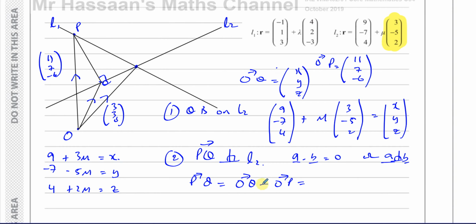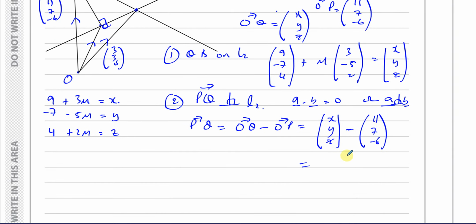Now, OQ is, as we said, (x, y, z). Now what's the vector O to P? O to P is this. So you're going to have x minus 11, and you're going to have y minus 7. In fact, I'll write it out here so it's clear, so as not to leave out any steps and everyone can see what I'm doing. So O to Q is (x, y, z) minus O to P, which is (11, 7, -6). So what does that give us? That gives us x minus 11, y minus 7, and z plus 6. This is the vector from P to Q.